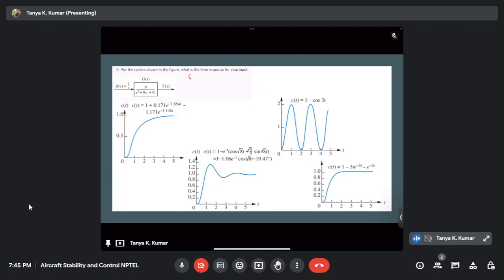If eta is greater than 1, it is overdamped. If eta is less than 1, it's underdamped. And then you have critically damped, okay? So find out the eta in this case. Just tell me if it's greater than 1, less than 1, or equal to 1.